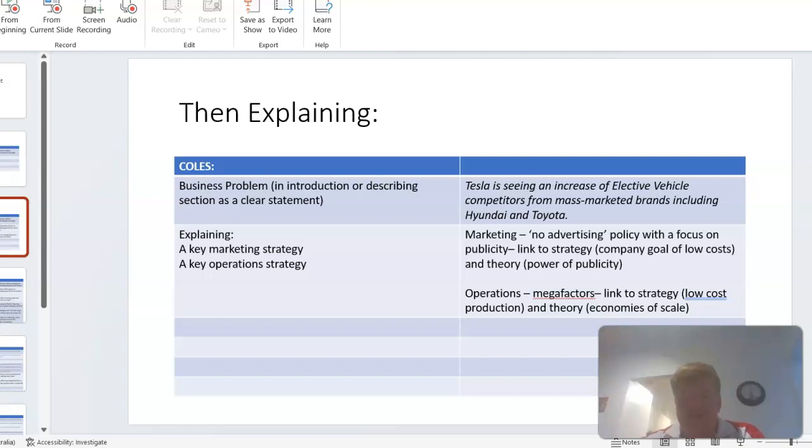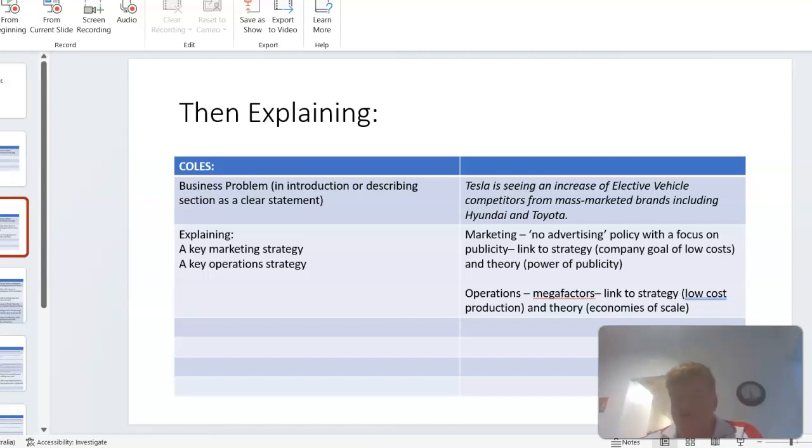Operations, it could be suppliers. It could be any of the processes in the business. We've looked at the way processes have changed, for example, in airlines. In the example on the QCAA website, they look at working with the supplier as part of their operation strategy. Let's go and look at our example of Tesla.